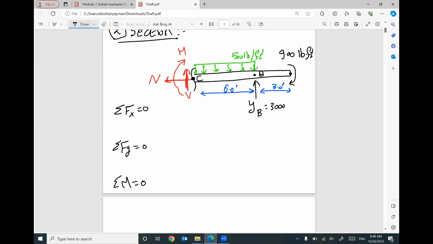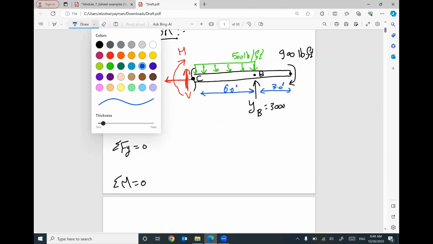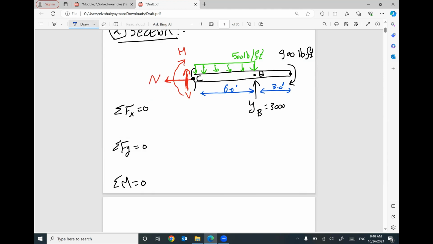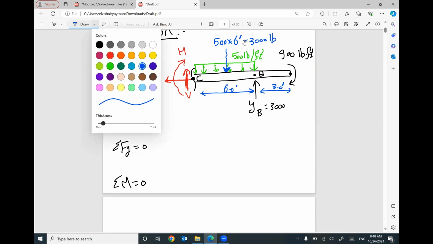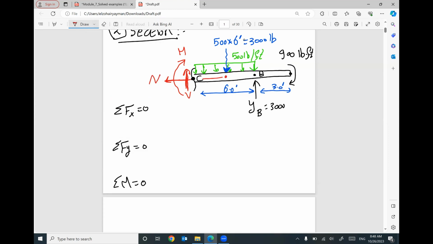Before starting to apply these equilibrium equations, I would like to say something. Right now, I have a little part of the distributed load, so I should expect another equivalent: 500 times 6 feet only will give you 3,000 pounds. And this equivalent force will be at the mid distance. That means I have 3 feet from this side and another 3 feet from the other side. That makes sense? So don't be confused.